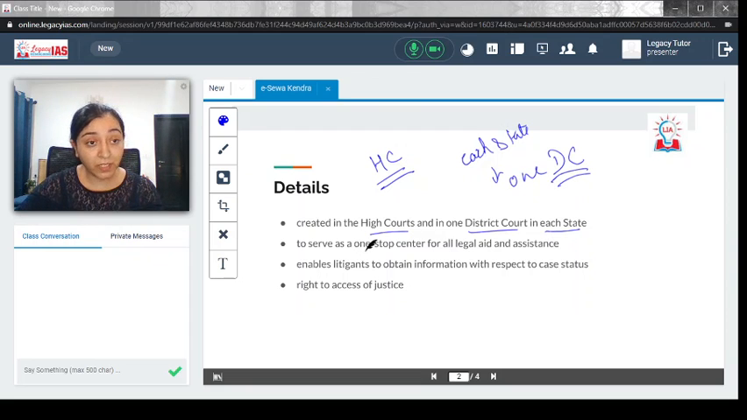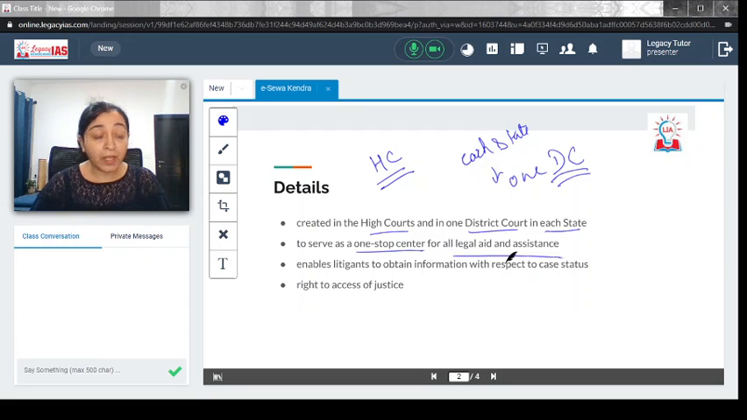Then what is its main purpose? Its purpose is to serve as a one-stop center for all legal aid and assistance. Anybody who needs legal aid and assistance, this particular e-Sewa Kendra is going to act as a one-stop center. It will enable the litigants to obtain information with respect to case status.